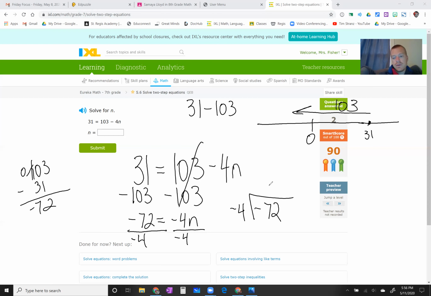4 goes into 7 only one time. 4 goes into 32 8 times. And since it's 2 negatives, it is a positive. When you divide a negative by a negative, you have a positive number. Okay, so 18, and the 4's cancel out. So you have n equals 18.